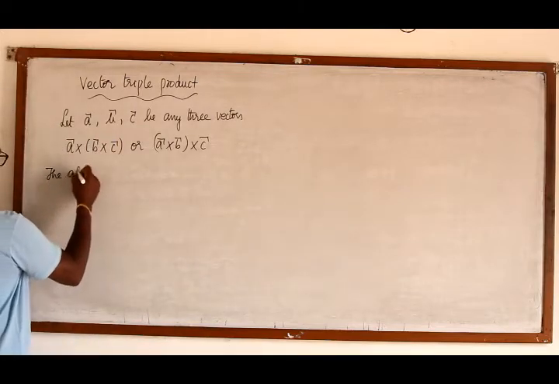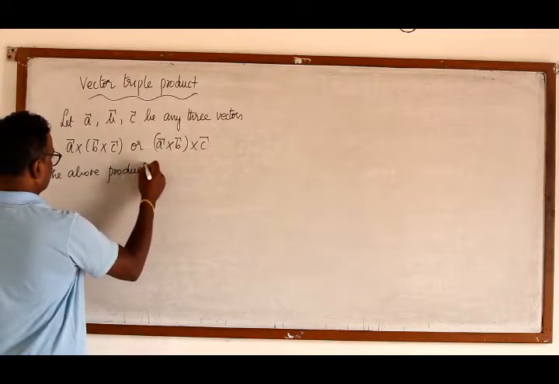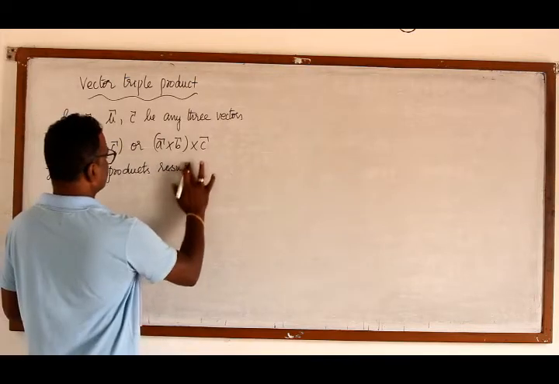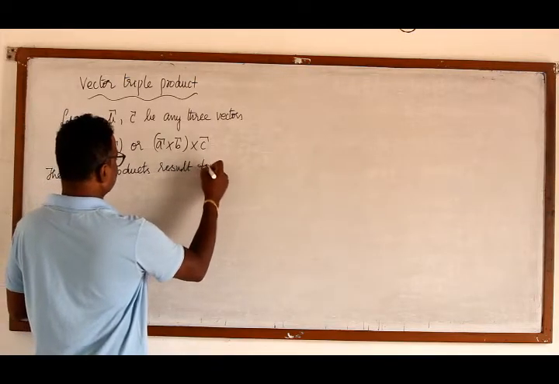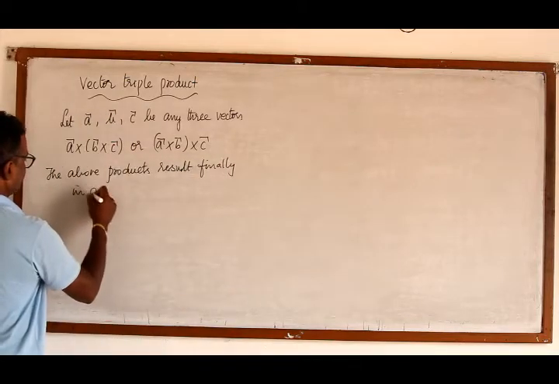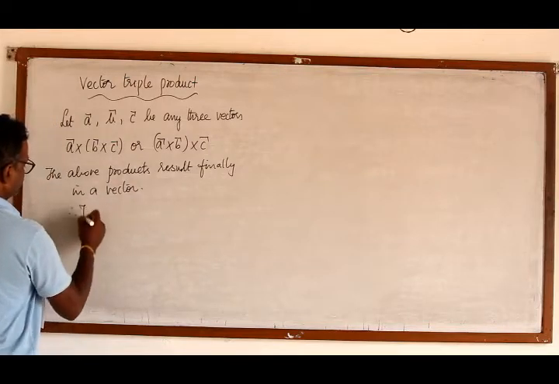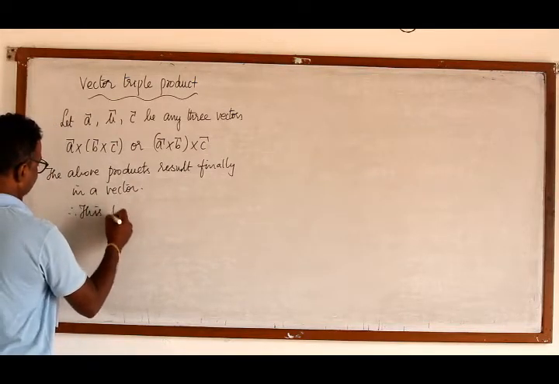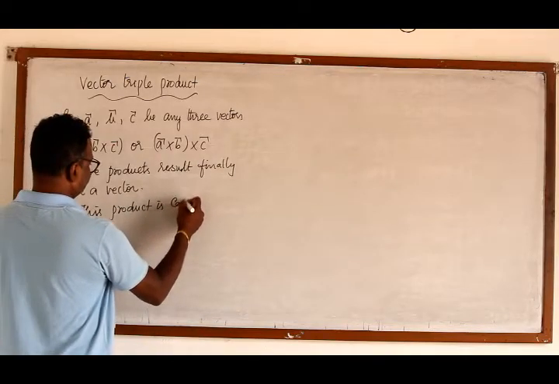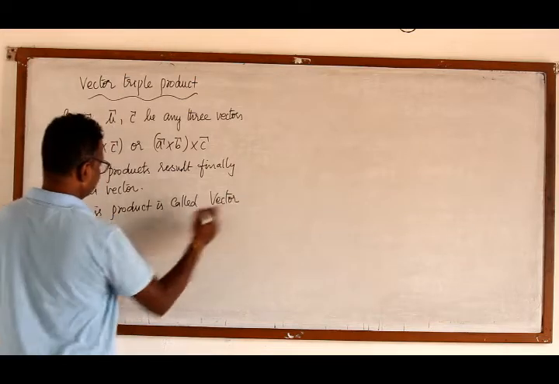The above product finally results in a vector. Therefore, this kind of product is called vector triple product.